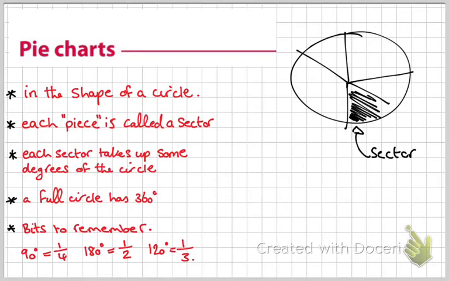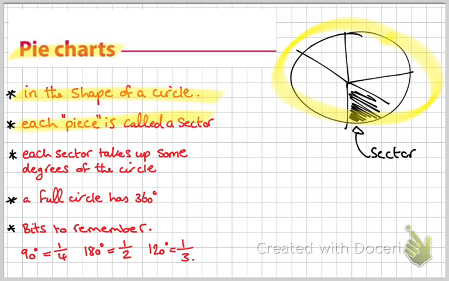So just a quick little bit on pie charts. These are the circular type representations that you're going to come across. There's little bits in it to know. They're in the shape of a circle. You can see one there. They look something similar to this. And each piece is called a sector.